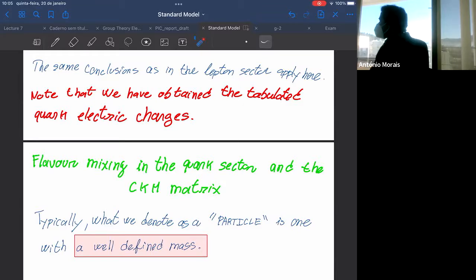But the mass is not sufficient. You can't say we have this kind of particle just because it has this mass. A mass doesn't tell us if it's a fermion, or a scalar, or a vector. Knowing those properties, the mass is like the final step in the identity of a particle, and this is why we work in a mass diagonal basis.